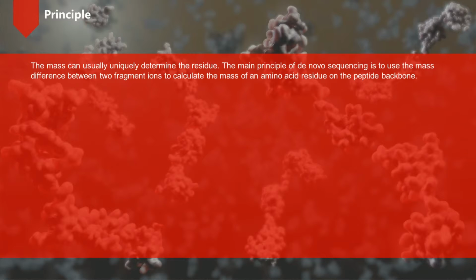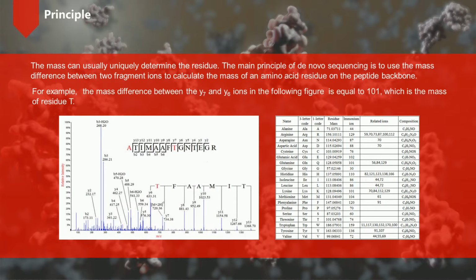The main principle of de novo sequencing is to use the mass difference between two fragment ions to calculate the mass of an amino acid residue on the peptide backbone. For example, the mass difference between the Y7 and Y6 ions in the following figure is equal to 101, which is the mass of the residue threonine.